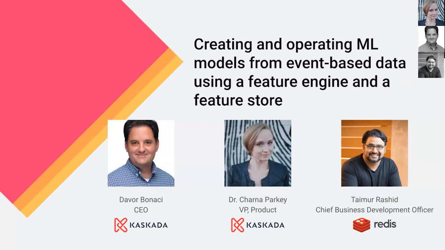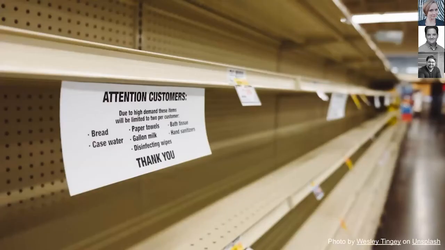So we're here to talk with you today about how Kaskada and Redis are partnering to bring a state-of-the-art solution in feature generation and feature serving, where Kaskada powers the feature generation, and you all know Redis as a production quality, production ready database and cache, making it a great use for serving features in production. So in this session, you're going to learn how to create and operationalize ML models using Kaskada and Redis directly from event-based data. But first, I want to start with a story.